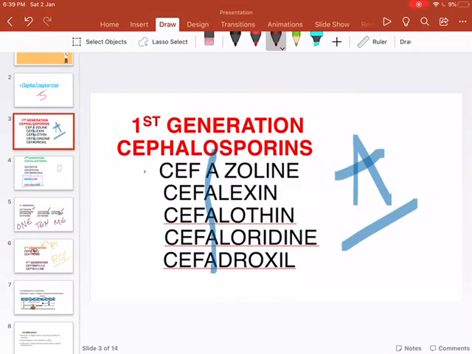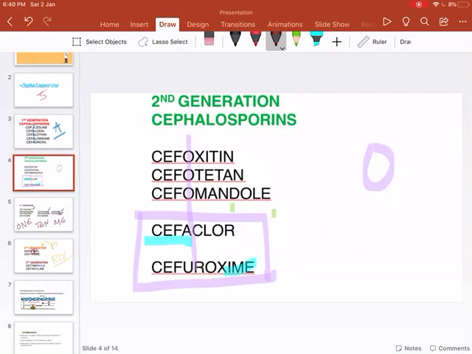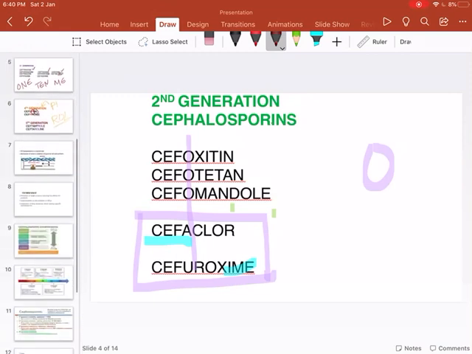Similarly, it's the same for the 1st generation. It should only contain A and it should not contain 1E, ONE, TEN, ME or PI or ROL. Same for the 2nd generation cephalosporins.